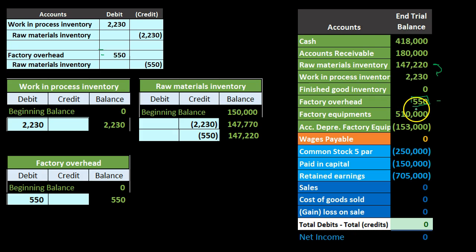So we're going to say, okay, now there's 550 in there. I want it, where do we want it eventually? We want to eventually put it there. I just don't know how, because we cannot do that until we know which job to assign it to.